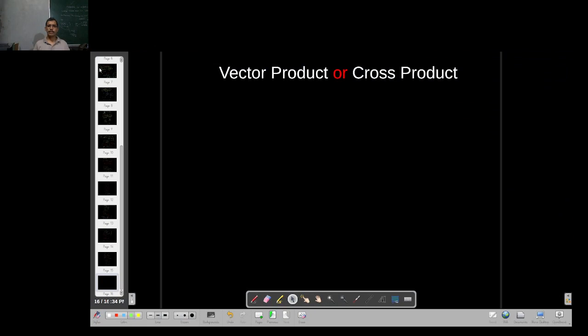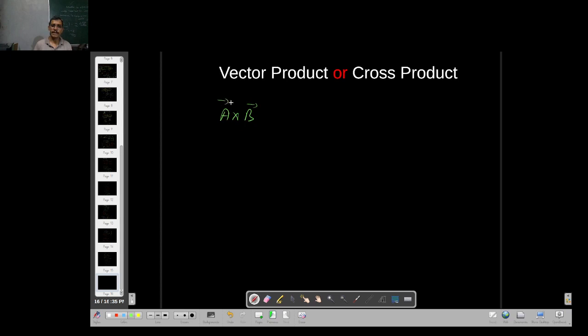Today I will talk about vector product or cross product. Earlier I talked about dot product, right? So, cross product. As we know, torque can also be expressed in the form of a vector product, or the area of a parallelogram can also be expressed in the form of a cross product. Generally the cross product of any two vectors is denoted by a cross b.